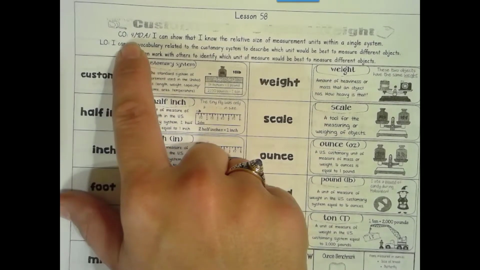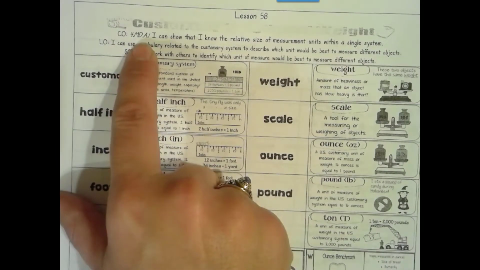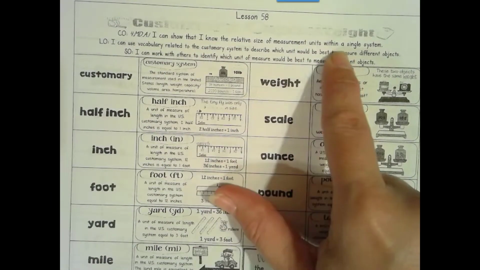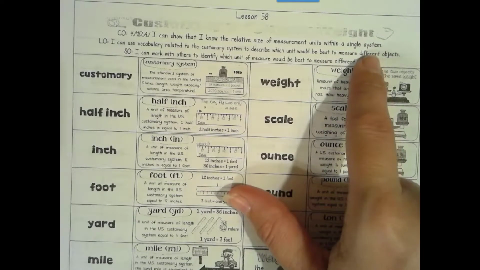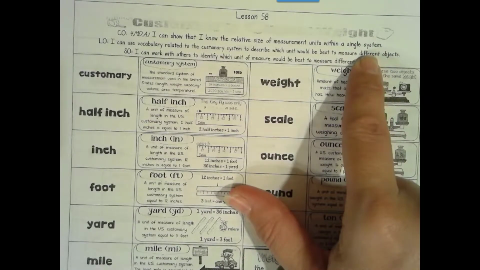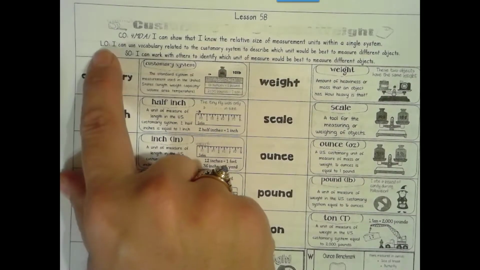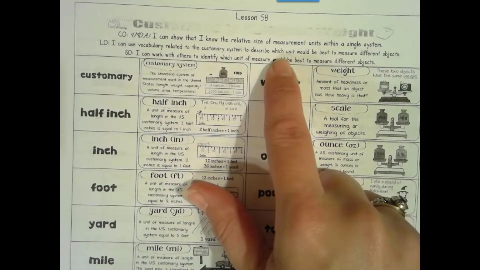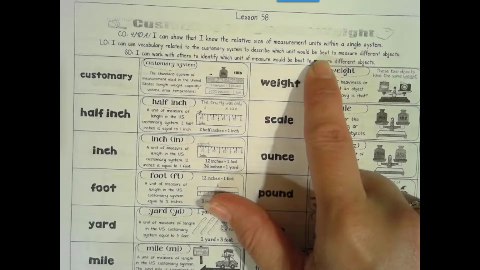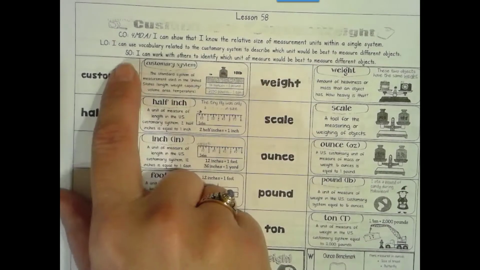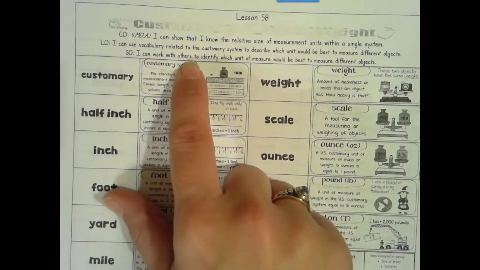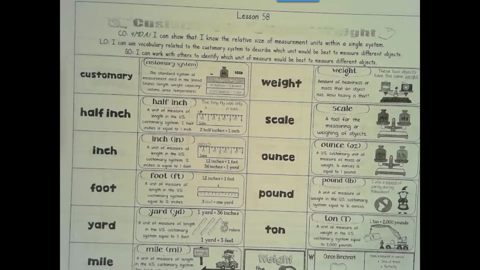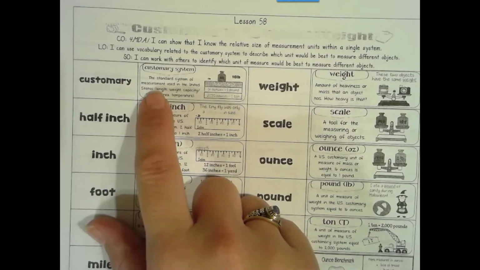Content objective for 4th grade, MD, measurement data, A1. I can show that I know the relative size of measurement units within a single system. So we're now looking at a different system. We looked at the metric system, now we're going to look at the customary system. Language objective, I can use vocabulary related to the customary system to describe which unit would be best to measure different objects. Social objective, I can work with others to identify which unit of measure would be best to measure different objects. So the customary system.